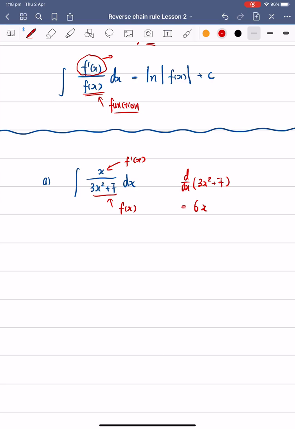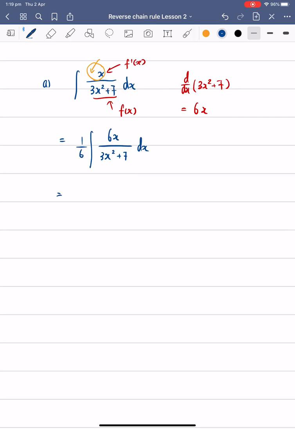So as you can see, all we need is to put a 6 right in the front. We need to have a 6 here, so that the top one is the derivative of the denominator. Then the second step: you're going to add a 6 on the top, and then you're going to put 1 over 6 outside to balance it, and then the denominator is 3x squared plus 7 dx.